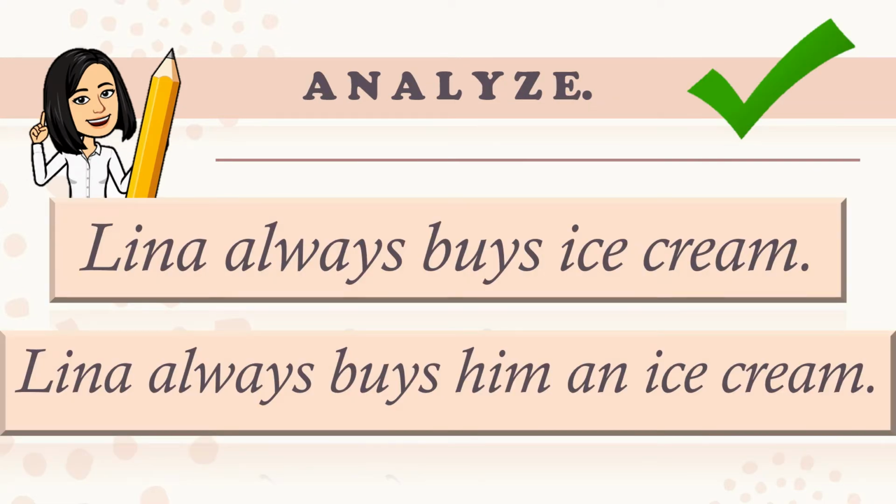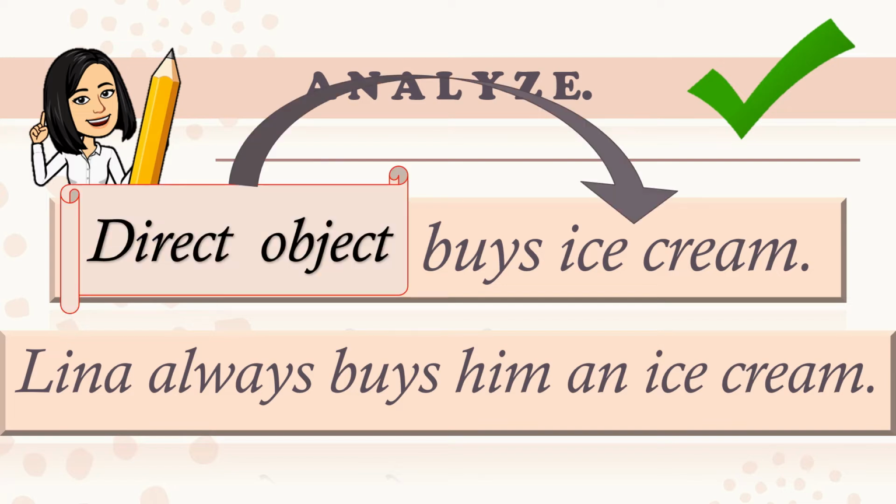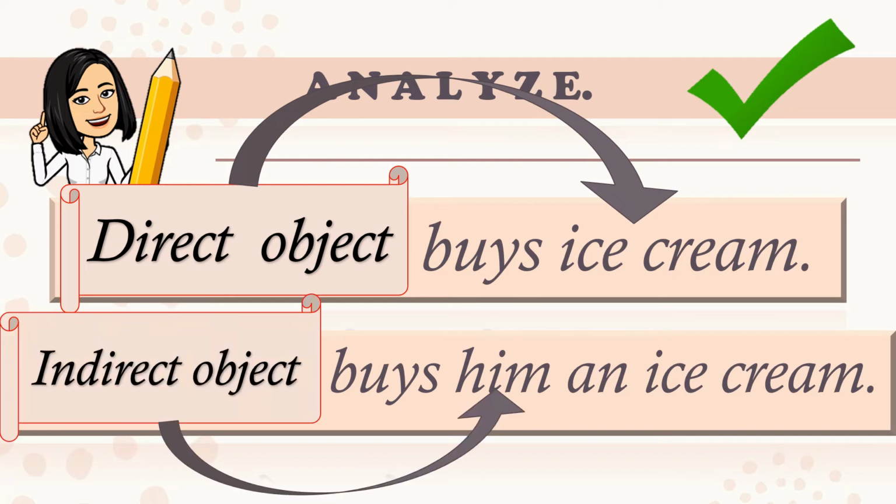Lena always buys ice cream. The first sentence has an object which is ice cream. In this case, it answers what does Lena buy? And since it answers what, we call it a direct object. In the second sentence, Lena always buys him an ice cream. Him is an indirect object since it answers for whom does she buy ice cream.